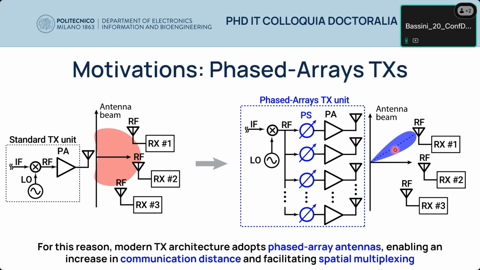However, due to the nature of a very focused beam, you also need to steer it in order to reach all the targets in the communication scenario. And to do that, a phase shifter is placed along each antenna element. According to the location of the phase shifter in the signal path, several architectures have been developed over the years.